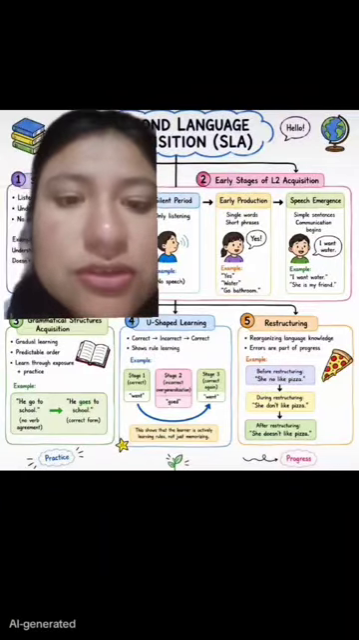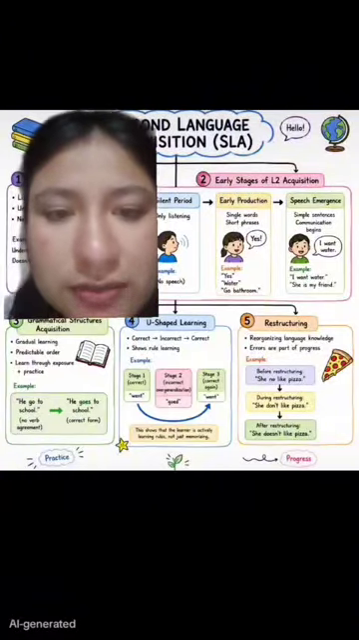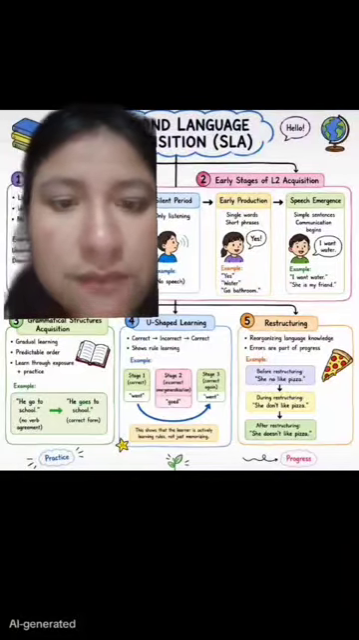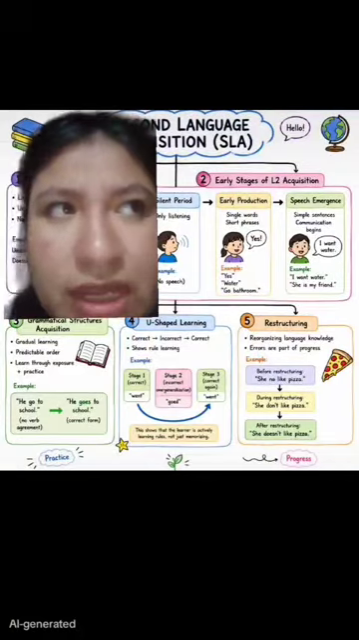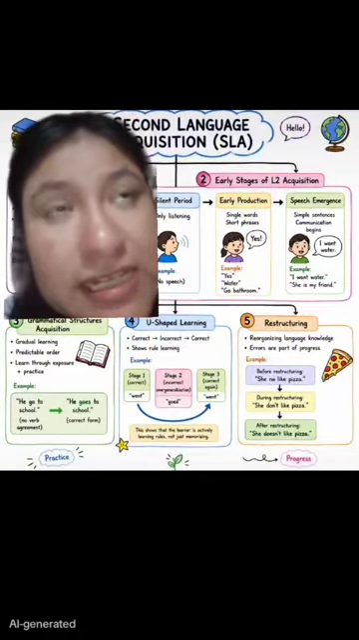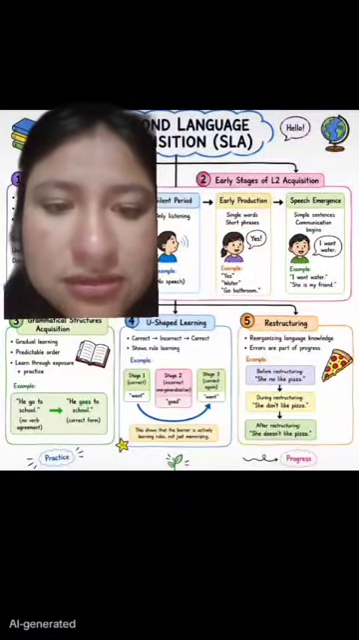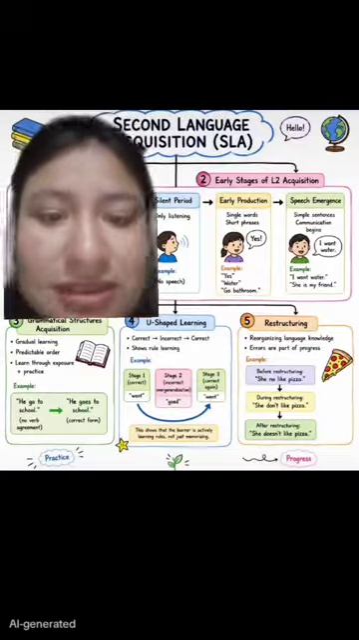Restructuring is when you reorganize language knowledge. Errors are part of the process. Before restructuring the sentence is she not like a pizza. You understand, but it's not the correct form. During restructuring there are other sentences, and the negative form is okay but not yet correct. After restructuring, she doesn't like pizza is the correct form. You understand? Thank you.